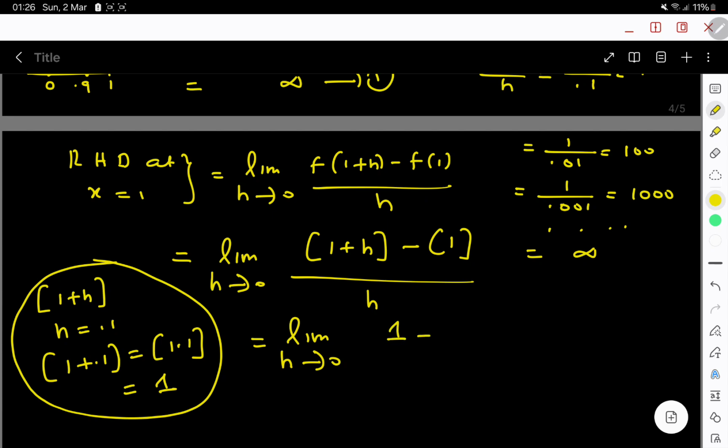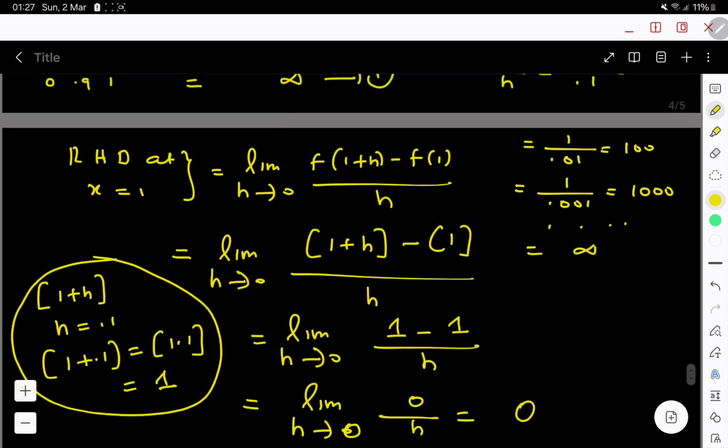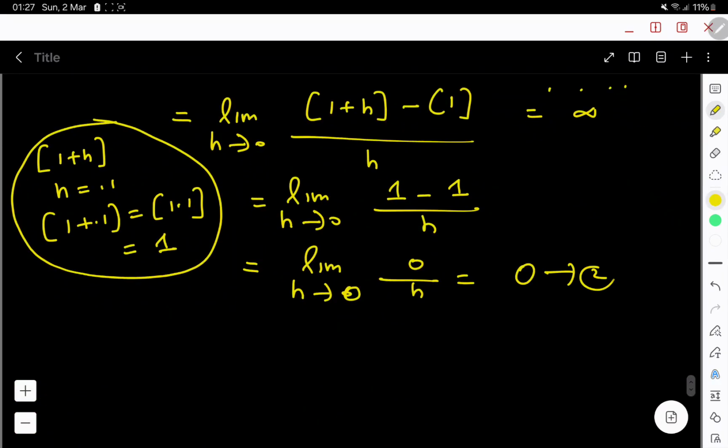So limit h tends to 0, now this value is 1, and this value is also 1, divided by h. So limit h tends to 0, 1 minus 1 is 0 by h. Here h is not equal to 0, don't put h equal to 0, it becomes 0 by 0, and 0 in the denominator is not allowed. So h is a very small negligible value, I am taking 0.01 etc. So 0 by anything is 0. So limit h tends to 0, 0 is 0. This is the right hand derivative. Take it as 1.